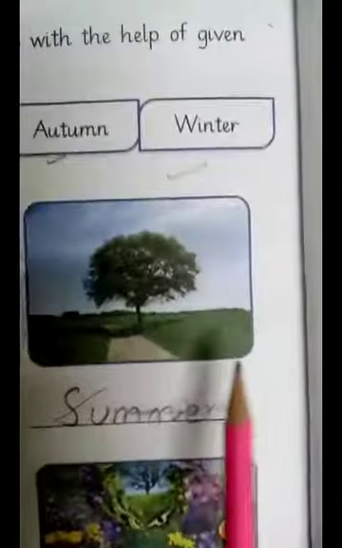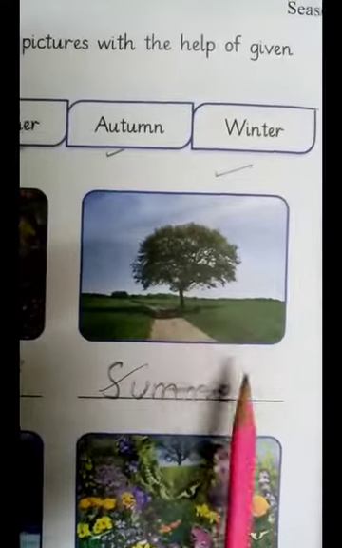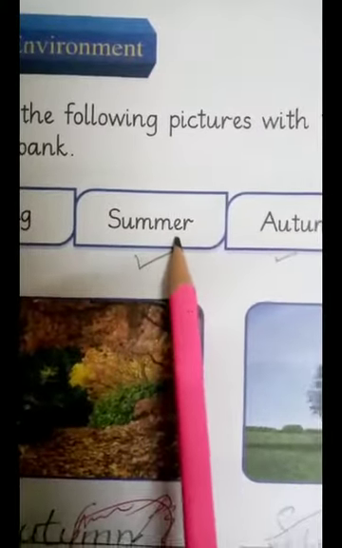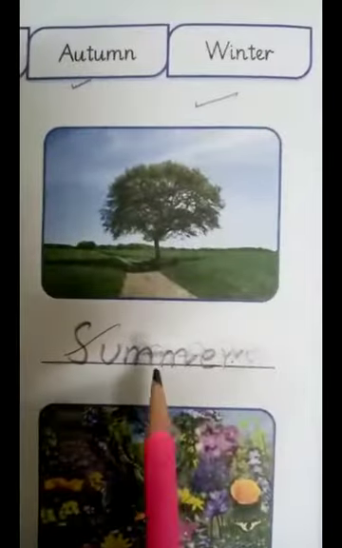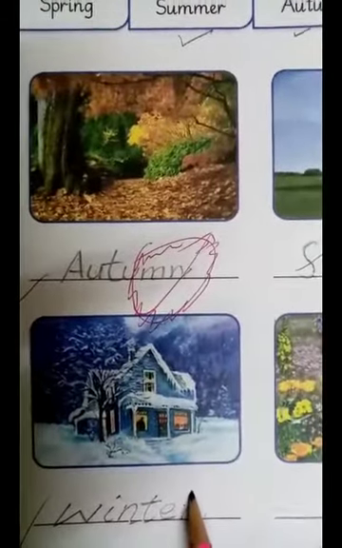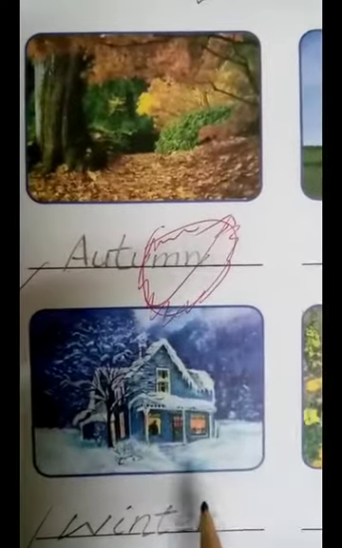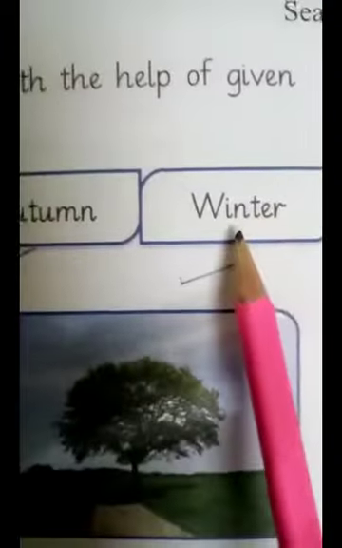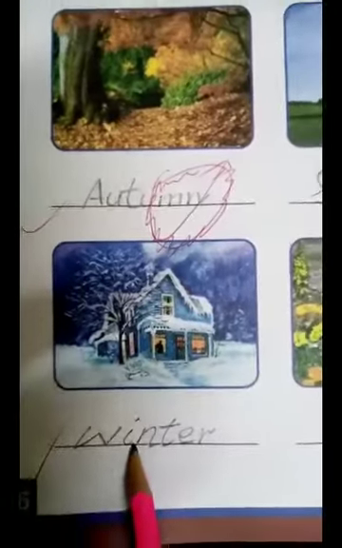Well, and which season? Summer. Where is summer? Write summer, S-U-M-M-E-R, and we write here summer. Winter. This picture shows winter season, snow, winter, right? And where is winter? Yes, W-I-N-T-E-R, winter. And we write here winter.